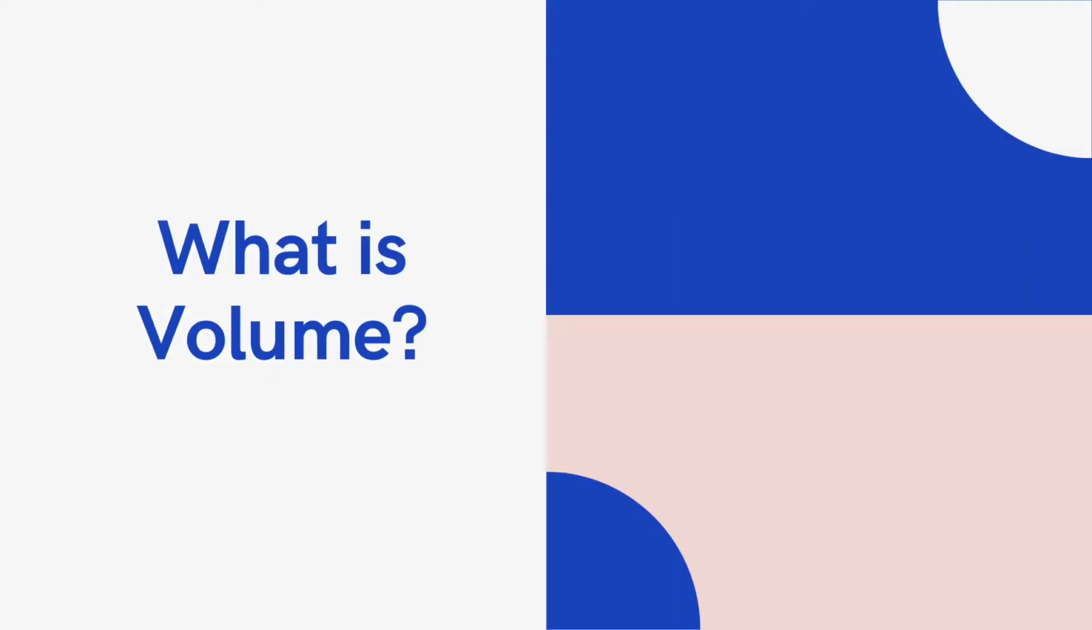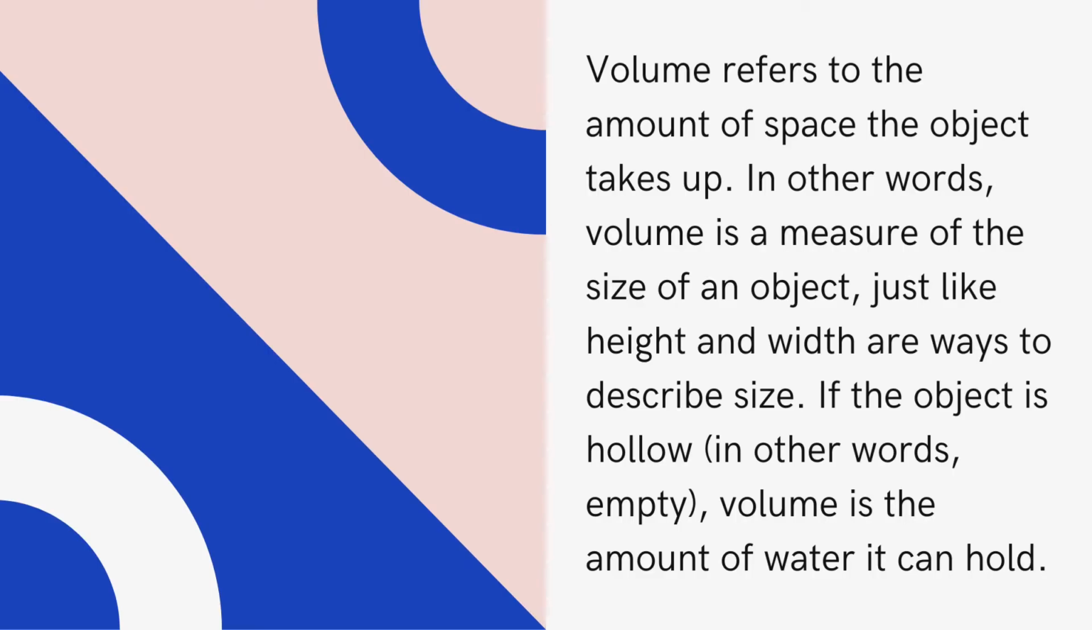So let us now move to volume. So what is volume? Volume refers to the amount of space the object takes up. In other words, volume is a measure of the size of an object, just like height and width are ways to describe size.